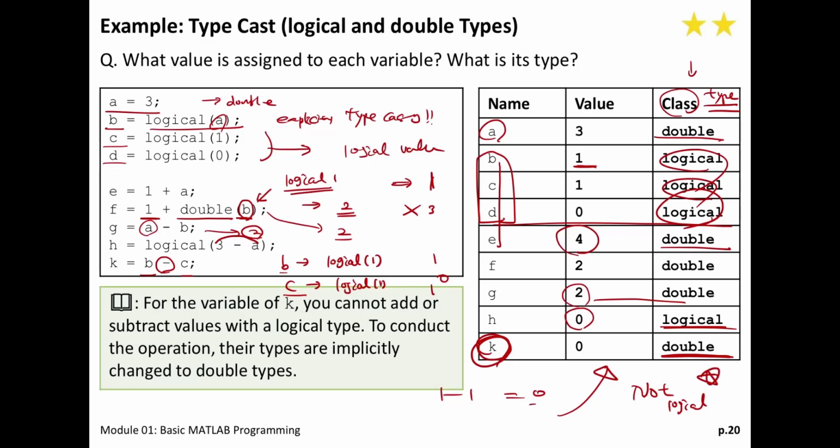Make sense? Okay, this is the same as K equal to double B minus double C. Okay, make sense? Okay, good.